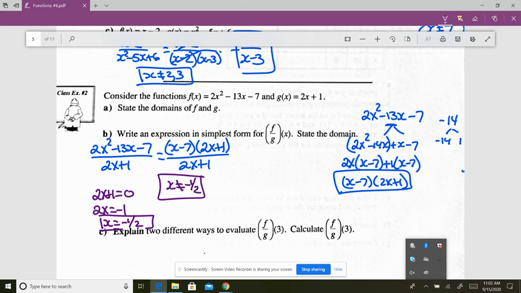What cancels? 2x plus 1s. X minus 7. There's your answer. How's that? All right, it's basically just factor, cancel, write out your domain restrictions.